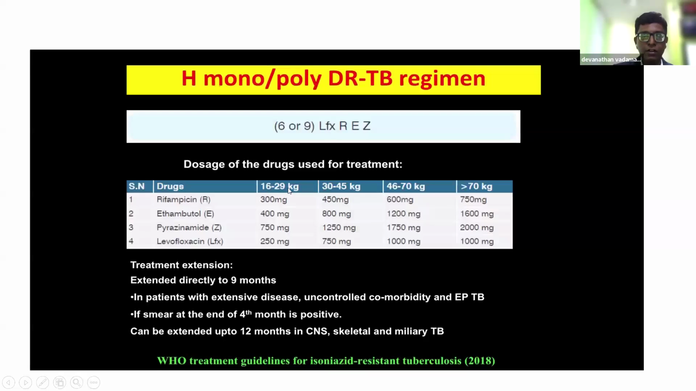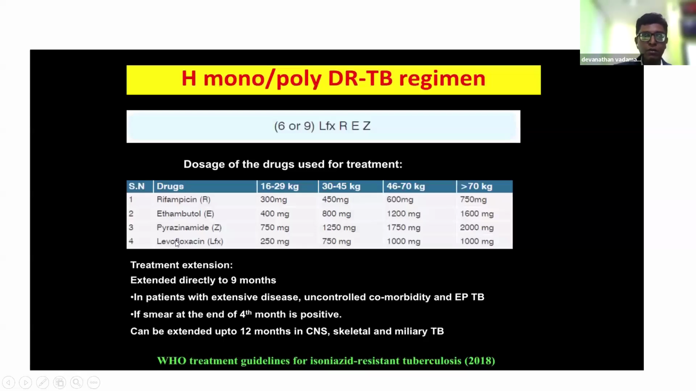This is the weight band. 16 to 29 kg is one weight band, 30 to 45 is one, 46 to 70 is one, and more than 70 is one. So for all drug resistant TB, we have these 4 weight bands. Say if the patient is 50 kg, we follow the third weight band: 600 mg of rifampicin, 1200 mg of ethambutol, 1750 mg of pyrazinamide, and 1000 mg of levofloxacin. So it's easy to give according to which weight band the patient falls.